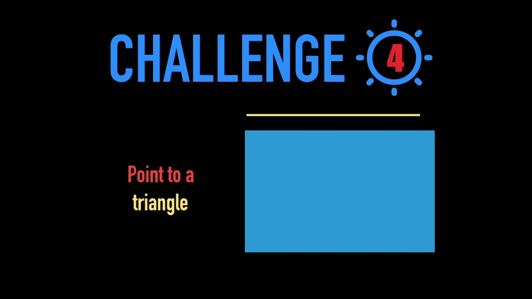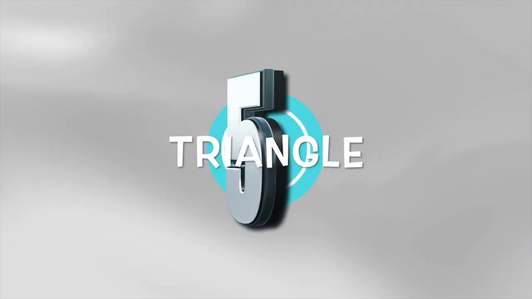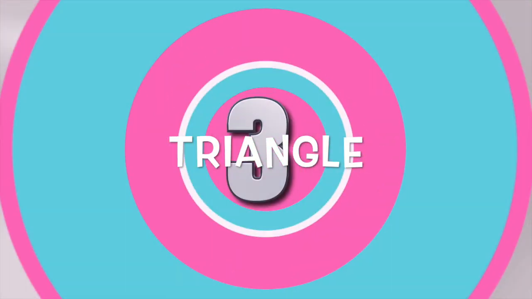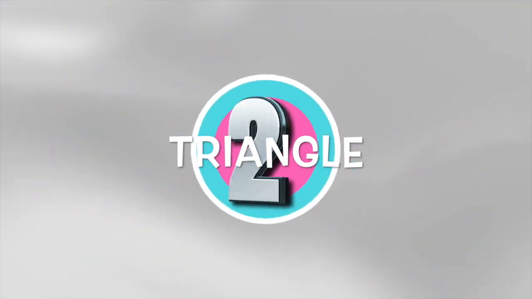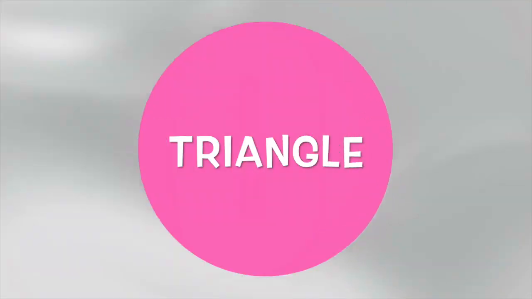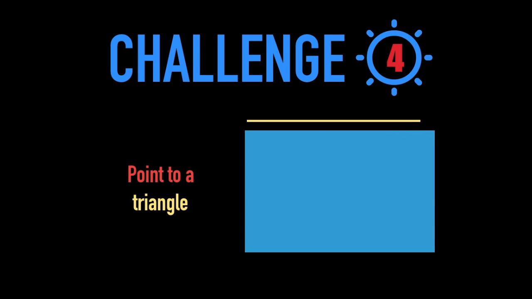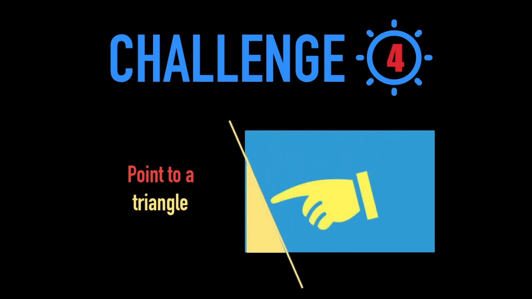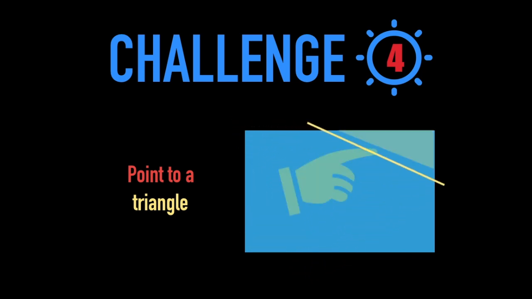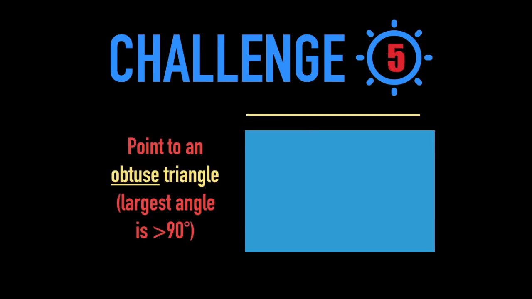For challenge 4, make and point to a triangle. If you were successful on challenge 4, use 2 sides of the paper and then the pasta to make the third side. You could have done something like this, or possibly something in the top like this. For challenge 5, create a triangle that has an angle larger than 90 degrees. This would be called an obtuse triangle.